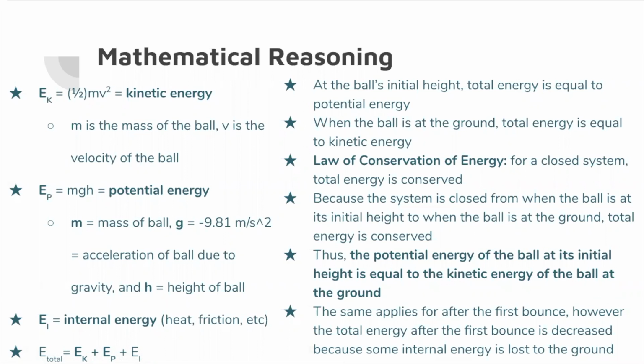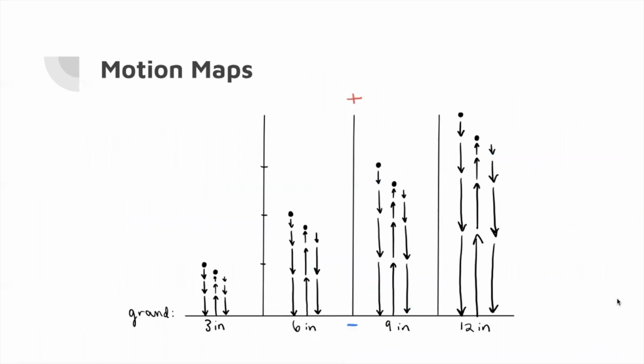We have EK plus EP equals EI. We track kinetic energy by looking at the final velocity before contact with the ground and multiplying by the mass of 2.7 grams of the ping pong ball. And the potential energy was just our starting height times acceleration due to gravity and the mass of the ball again. Here's a representation of motion again through motion maps.